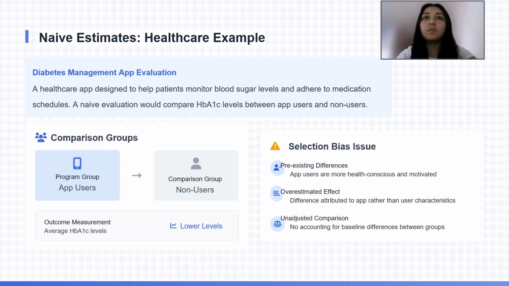Let's take a diabetes management app as an example for naive estimates. Suppose researchers compared HbA1c levels between app users and non-users. If users show better results, we might assume the app worked, but users are probably more motivated or health conscious from the start. Since this design doesn't account for those baseline differences, the effect could be overestimated. In other words, what looks like a program impact might just reflect who chose to use the app in the first place.